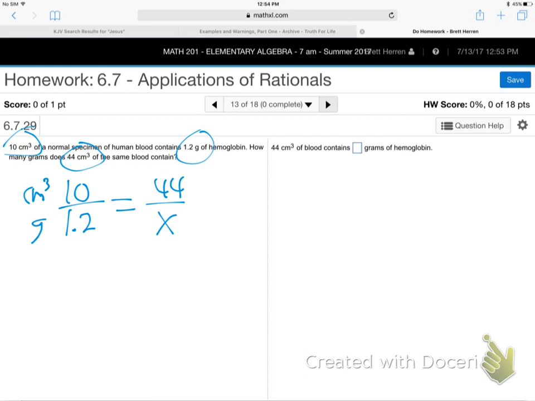Units saved me in physics. I didn't really like units before physics. I took physics and units were helpful to me. So you just follow the units, you can tell which goes where, right? Cubic centimeters on the top, so 44 goes on the top.